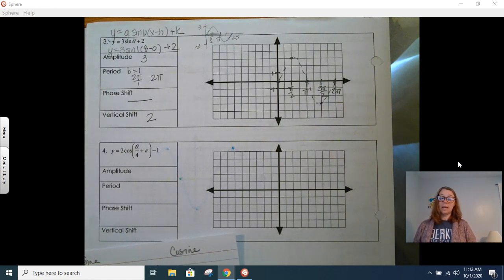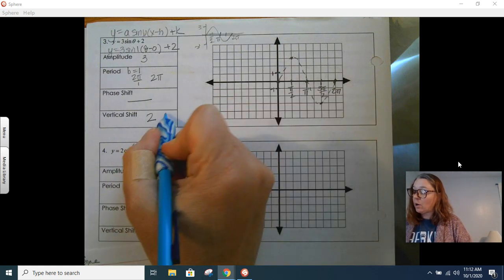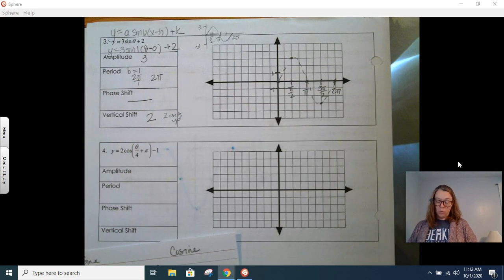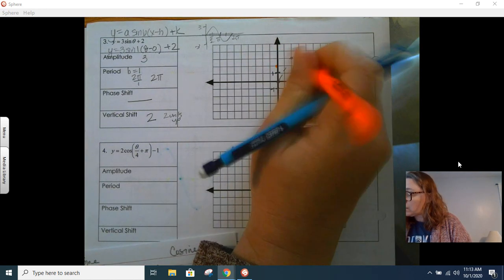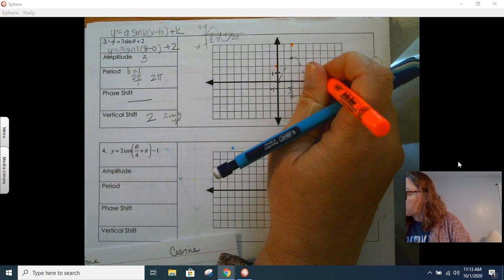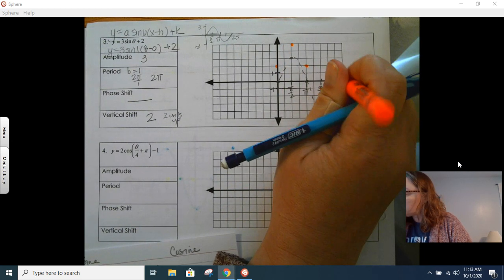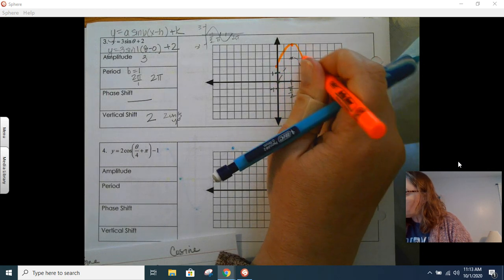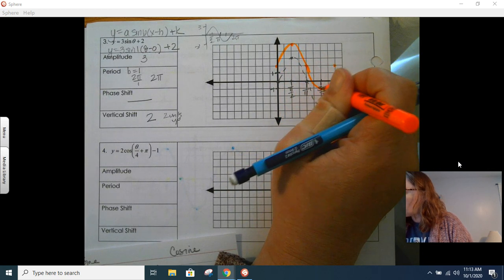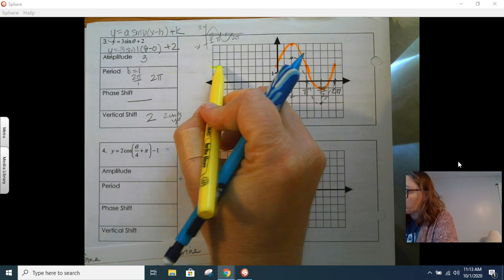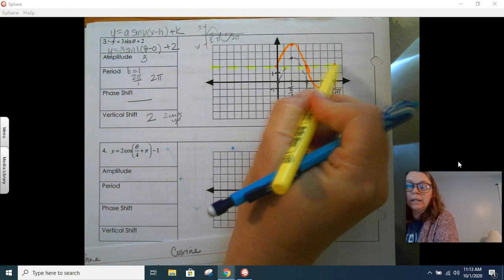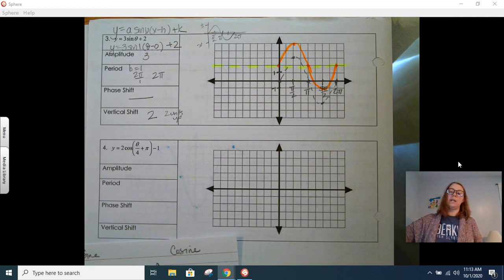Okay, so now based on my scale, if it's a vertical shift of 2, I have to go 2 units up. So every single one of those points needs to go up 2 units. So I'll take this one up 2 units, this one up 2 units, this one up 2 units, and there we go. You see it's almost as though the x-axis is shifted up 2 units. Sometimes your book is going to refer to this, or information might be given to you that says the midline is 2. That means the shifted x-axis is that horizontal line at 2.